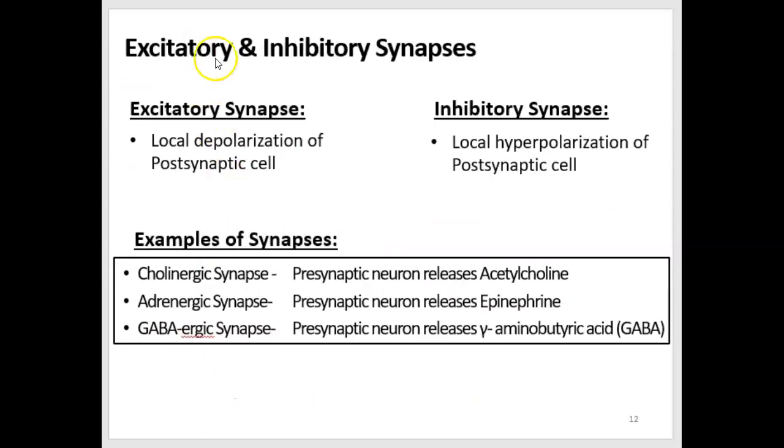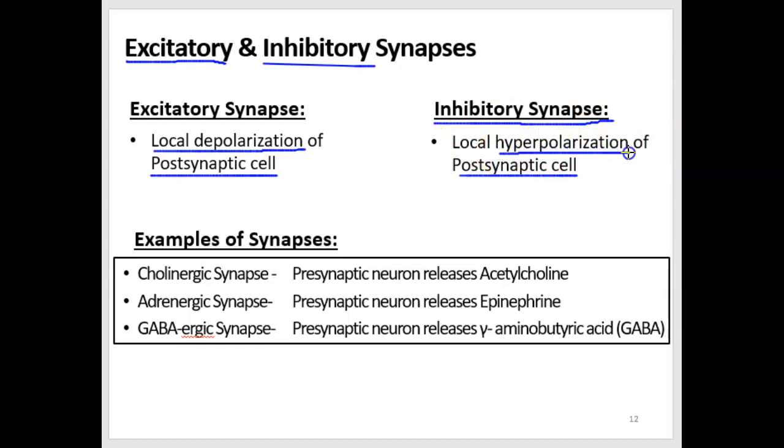So the concept of a synapse being either excitatory or inhibitory. Let's talk about this. So an excitatory synapse means that the postsynaptic cell is going to experience depolarization. An inhibitory synapse means that the postsynaptic cell won't experience depolarization, but even more than that, it will experience the opposite, hyperpolarization. It will become more negative on the inside. Excitatory, positive, inhibitory, negative.